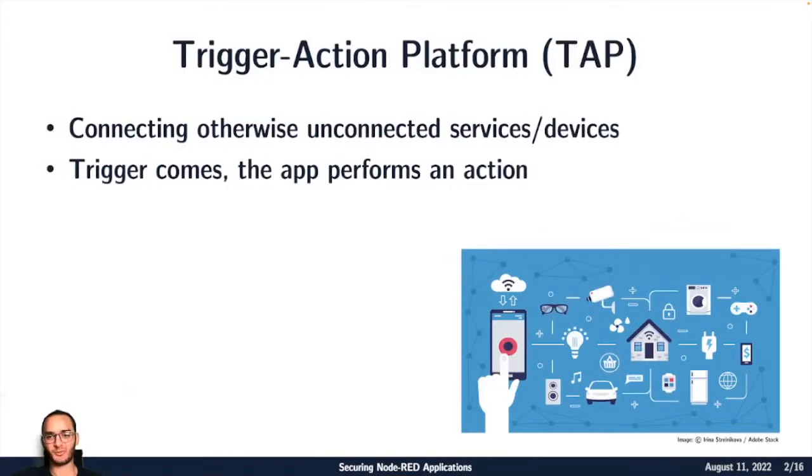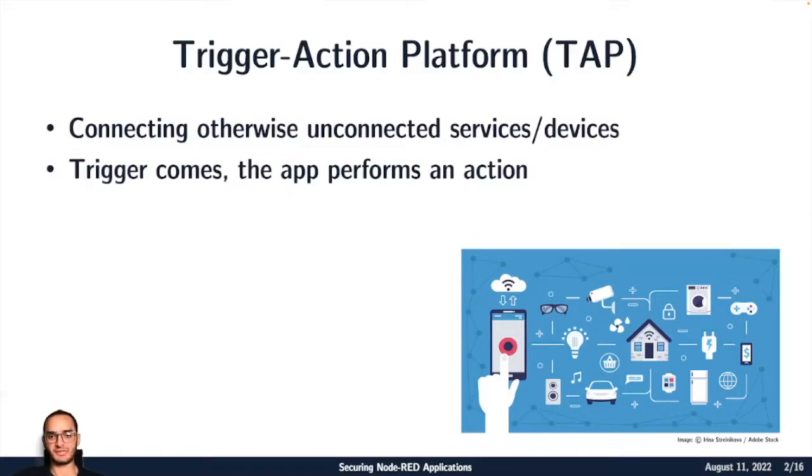Trigger action platforms seamlessly connect otherwise unconnected devices and services. Upon a trigger, the app in the platform performs a specified action in response. For example, getting an email when your camera senses motion, or saving new Instagram photos to your Dropbox.